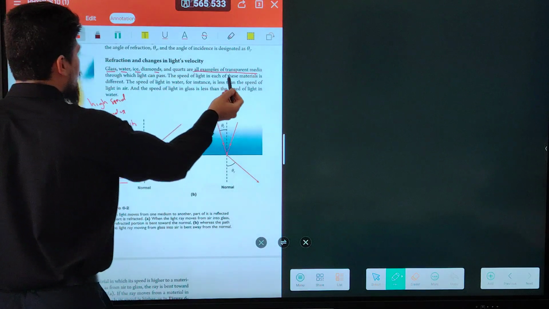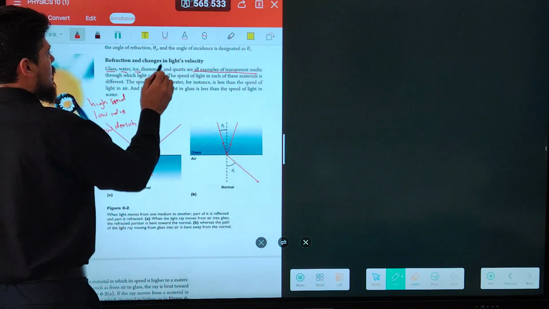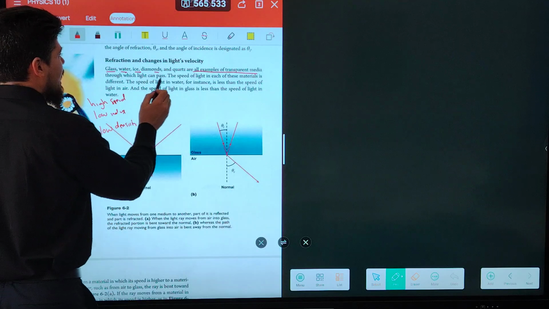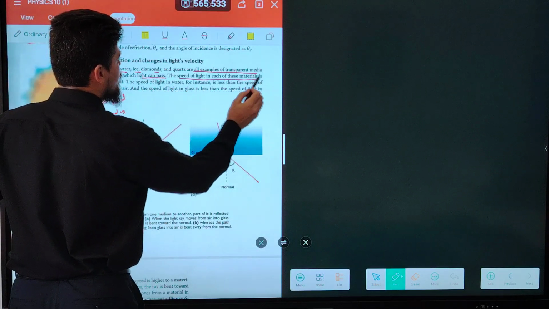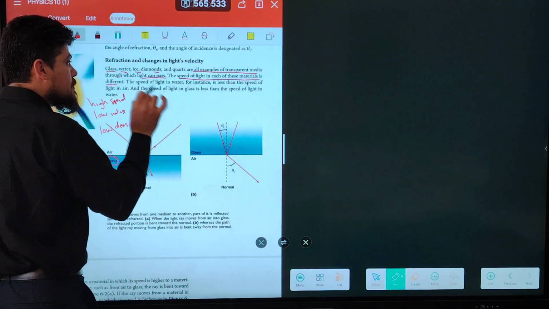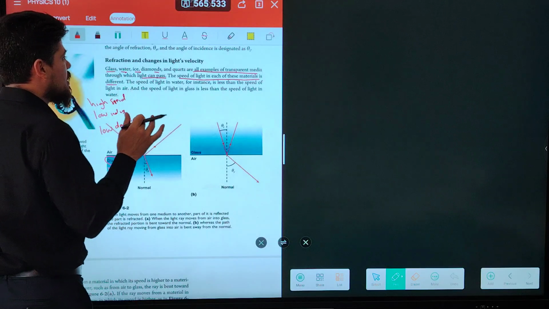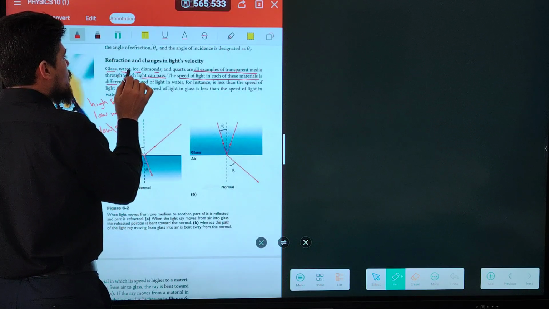Okay, guys, examples of transparent media are glass, water, ice, diamond, and particles, through which light can pass. The speed of light in each of these materials is different. So in which medium is it faster?